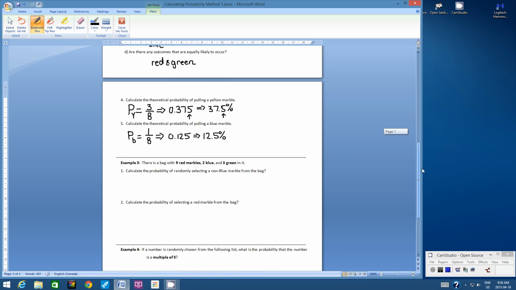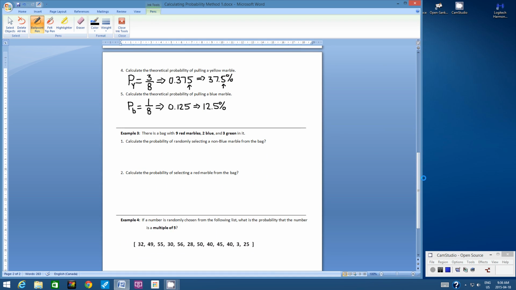Okay, so let's go on to example 3, another marbles in the bag example. All right, there is a bag with 9 red marbles, 2 blue, and 3 green in it. Number 1, calculate the probability of randomly selecting a non-blue marble. Okay, so something a little bit different here. So, probability of non-blue.